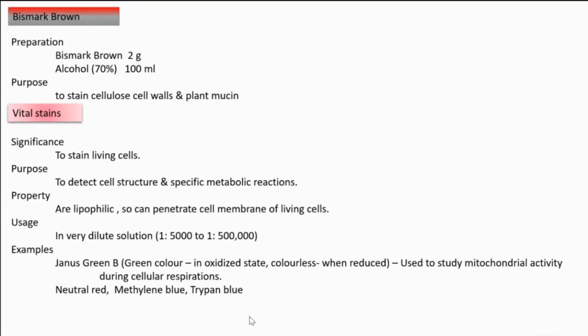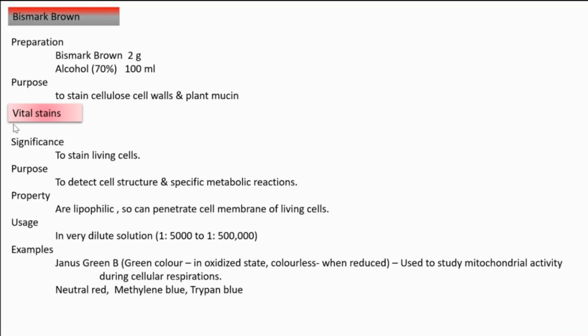Next slide. Then Bismarck brown is another carmine stain. Not acetocarmine, carmine stain. Preparation: we need Bismarck brown 2 gram and 70% alcohol, 100 ml. The purpose is to stain the cellulosic cell wall of the plants, and also mucin that is present in the cell wall, a substance secreted by the epithelium.